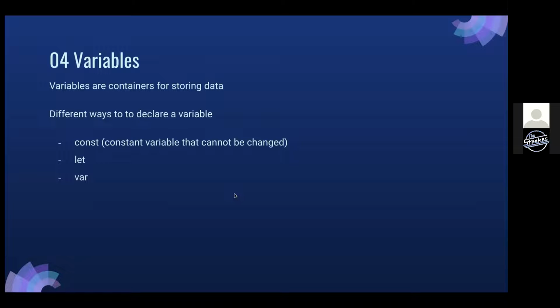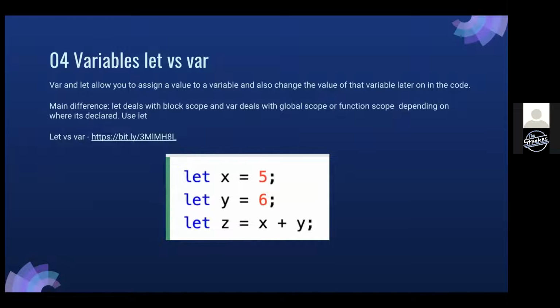Var and let allow you to assign a value to a variable and also change the value of the variable later on in the code. The main difference is let deals with block scope and var deals with global scope or function scope, depending on where it's included. So use let. And if you want to get more detailed and see a better example of why there's a difference, I left this link here. Let me know if you want it in the chat.